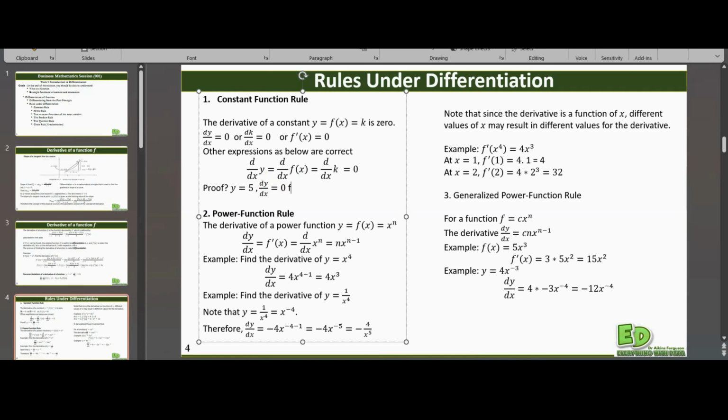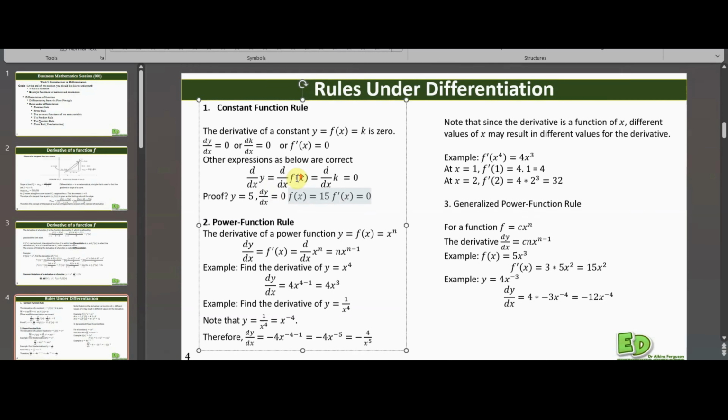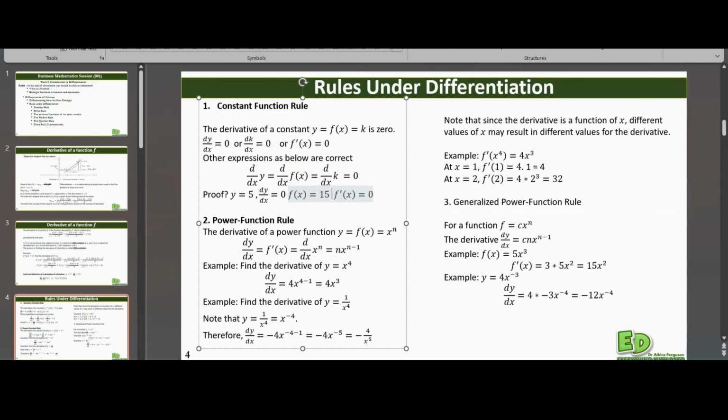So if you are given f of x is equal to 15, then we would say that our f prime of x is equal to what? 0, right? Simply telling us that the differential of a function, say 15, which is a constant.